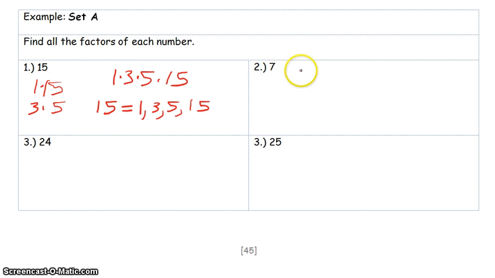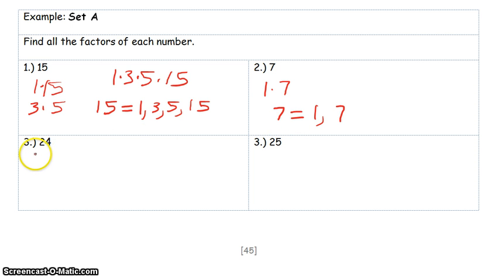Now we go here to 7. Now 7, the factors of 7. First we start off with 1 times 7. Can you think of any two other natural numbers multiplied together that would give you 7? Me neither. So our final answer for 7 is 1, 7. These are the factors of 7.